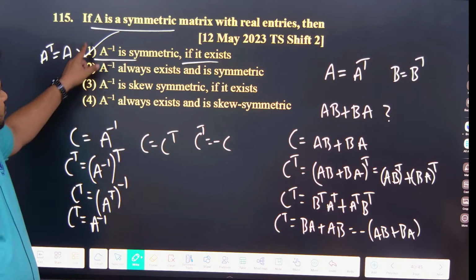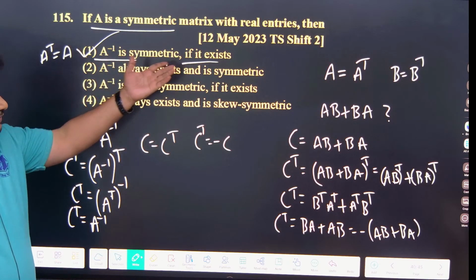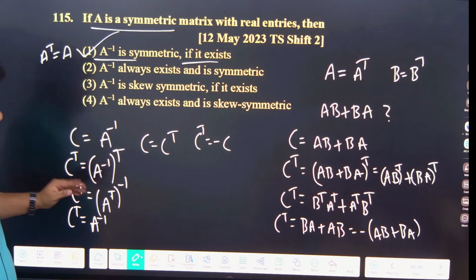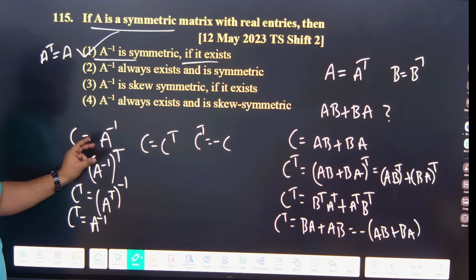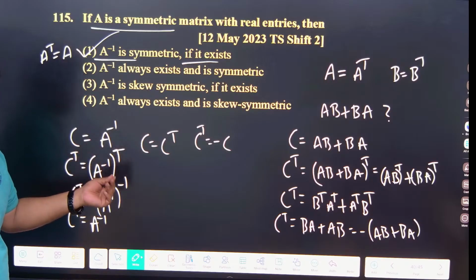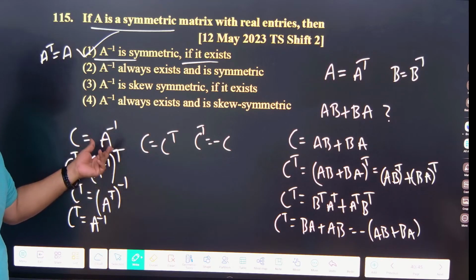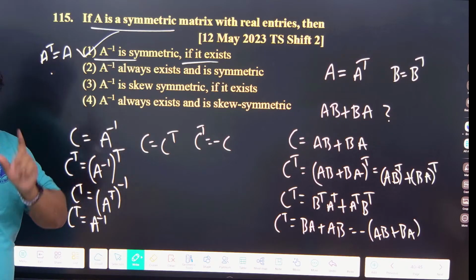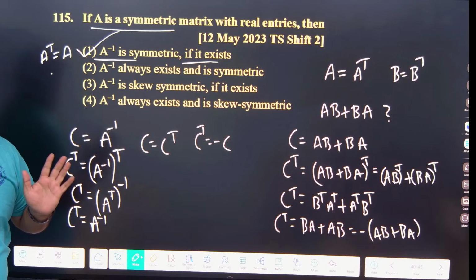So the answer to this, from 2023, you can answer directly. How it is coming I have told you. Let me take matrix C is equal to A inverse. Then C transpose is also coming as A inverse. So C transpose is equal to C means C is a symmetric matrix, but C is nothing but A inverse. So A inverse is also a symmetric matrix. So A transpose is equal to A. So if A is a symmetric matrix, A inverse is also a symmetric matrix.